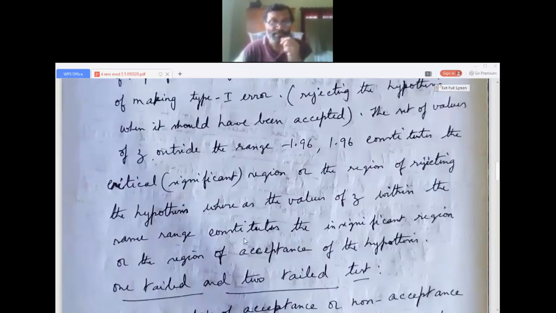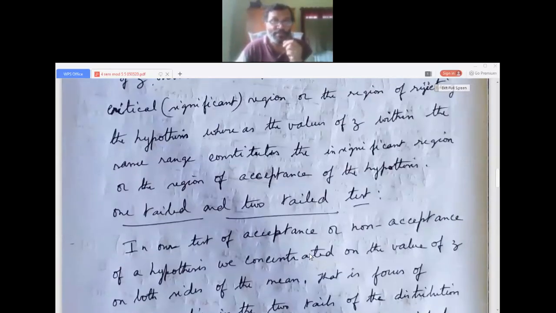Values of z within the same range constitute the insignificant region, or the region of acceptance. Outside is the region of rejection; within it is the region of acceptance of the hypothesis. So we come to the one-tailed and two-tailed test, because it is concentrating in the tails. Test of acceptance or non-acceptance of the hypothesis.